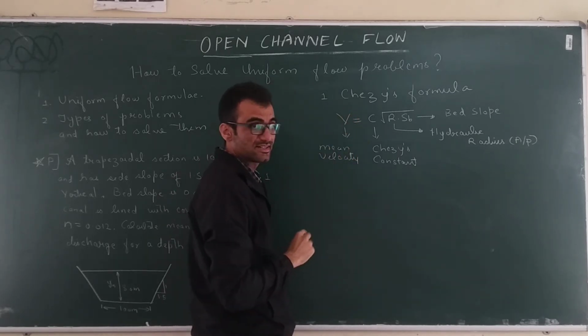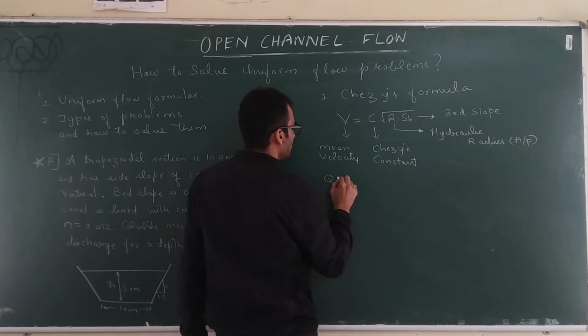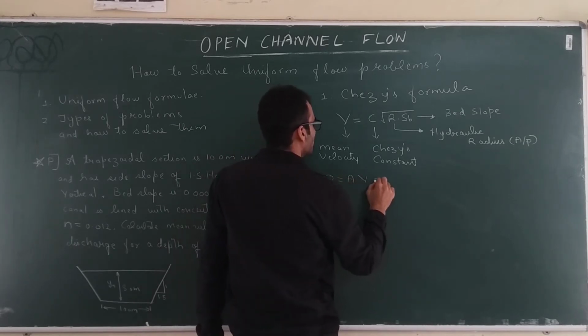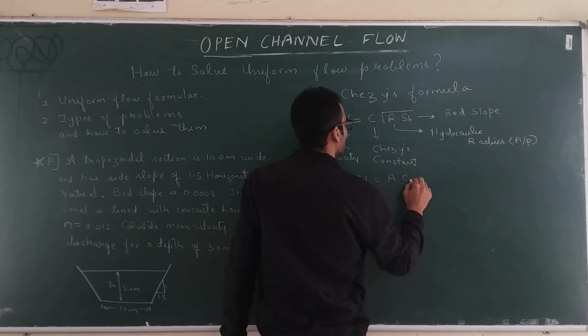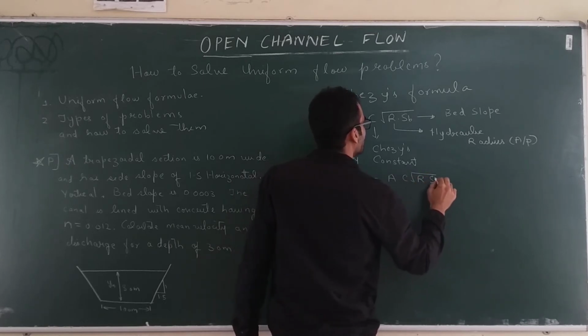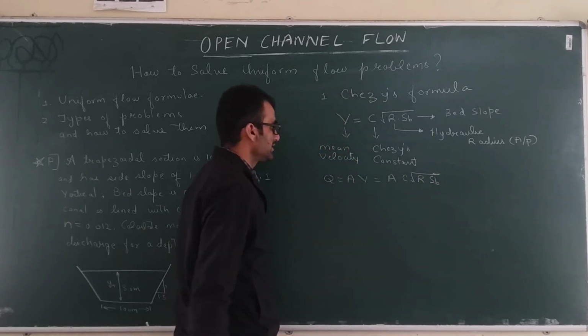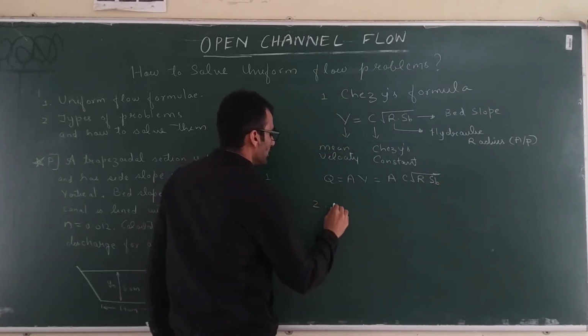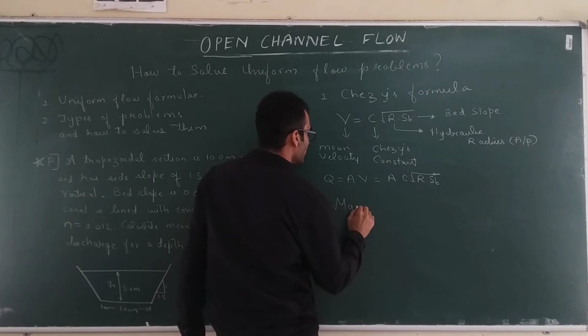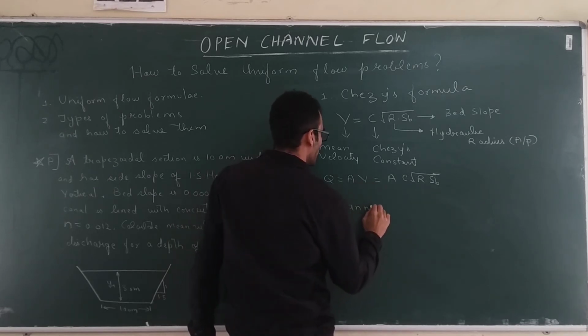Suppose you want to calculate discharge, so you will use Q equal to AV. So simply you will get Q equals AC root R into SB. This is Chase's formula. Second, you have Manning's formula. These two formulas will be very useful for solving the problems.